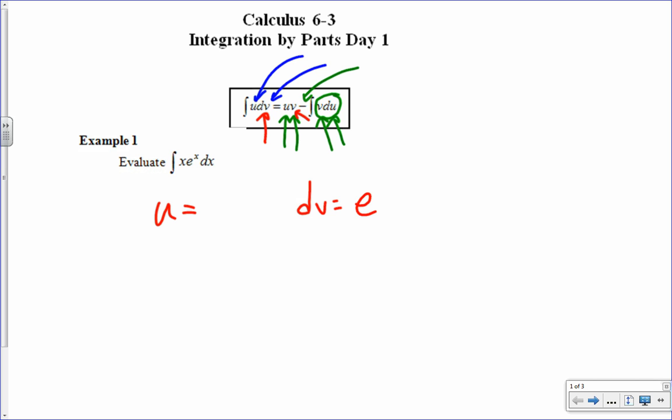Now, is it possible we could try e to the x dx as dv, and over here is x as u, and it doesn't work? Unfortunately, yes. It may be very possible that we're going to have to try various options, sounds like substitution sometimes.